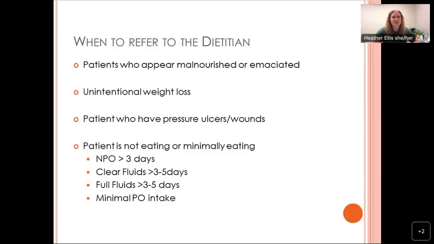Next, when to refer to the dietitian. So when patients appear malnourished or emaciated, if they have said yes to unintentional weight loss on admission, patients who have pressure ulcers or wounds, as well as patients not eating or minimally eating. So NPO for greater than 3 days, clear fluids for greater than 3 days, full fluids for greater than 3 days, or if you or the care aides notice that there's minimal PO intake occurring.